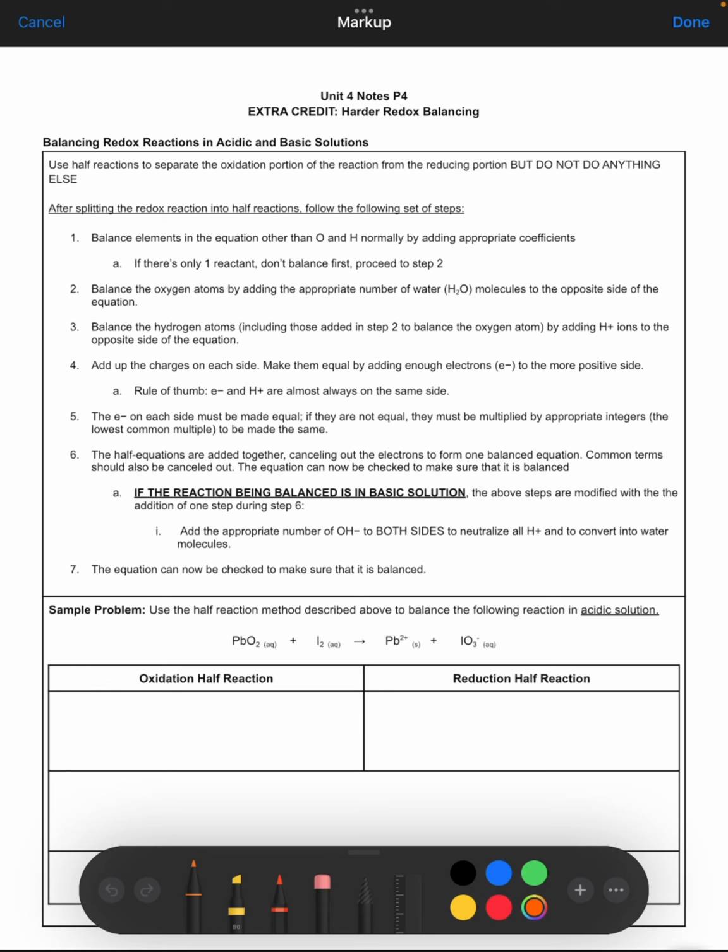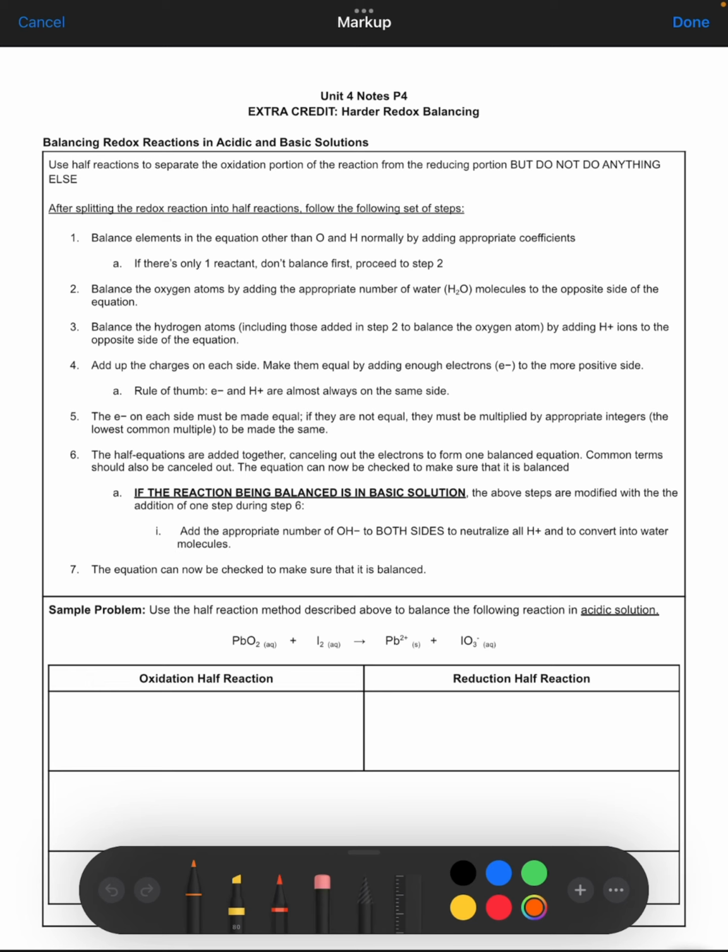So, to balance these types of reactions, specifically in acidic or specifically in basic solutions, you're going to follow these set of 7 steps. Now, depending on which type of solution you're balancing it in, the steps are going to be slightly different, and I will walk you through that as we go.